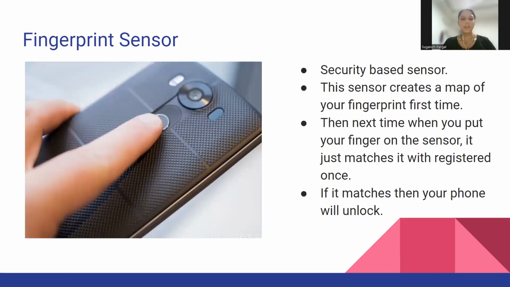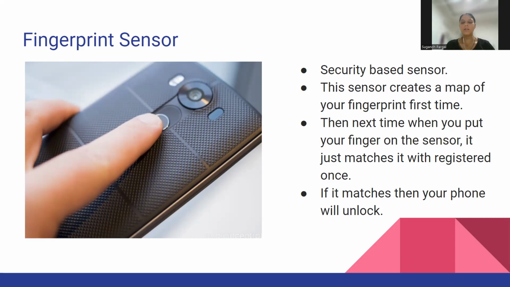Another sensor, a utility sensor, is the fingerprint sensor. This is a security based sensor. As you can see in the current scenario, these days most of the mobile phones which we are using have the fingerprint scanner or the fingerprint sensor installed in them to unlock the phone. So this acts as a security based sensor.